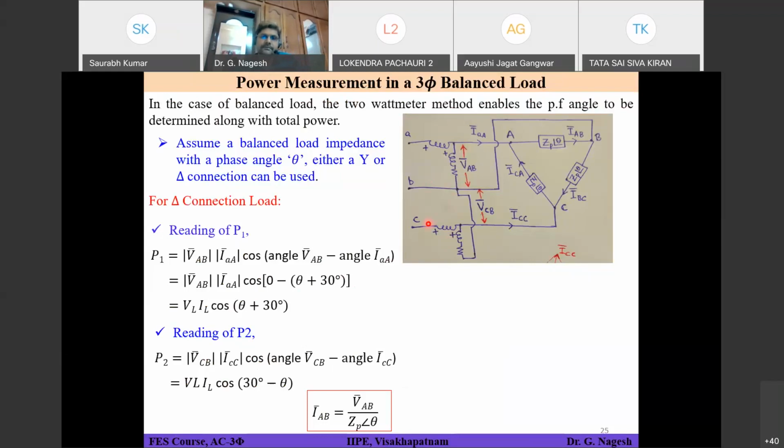Only thing is, if you are connecting in two lines, the other line should be made the common terminal, that's all. And you should be very careful with regards to the voltage you are specifying. Here it is between A and B, so the phasor voltage is VAB. Here it is between C and B, so it is VCB. So accordingly, the voltage applied across the potential coil of a particular wattmeter will be considered when you are calculating your power.